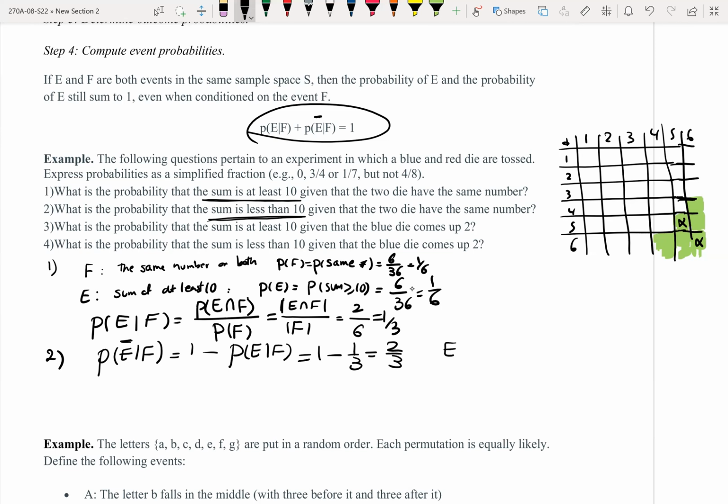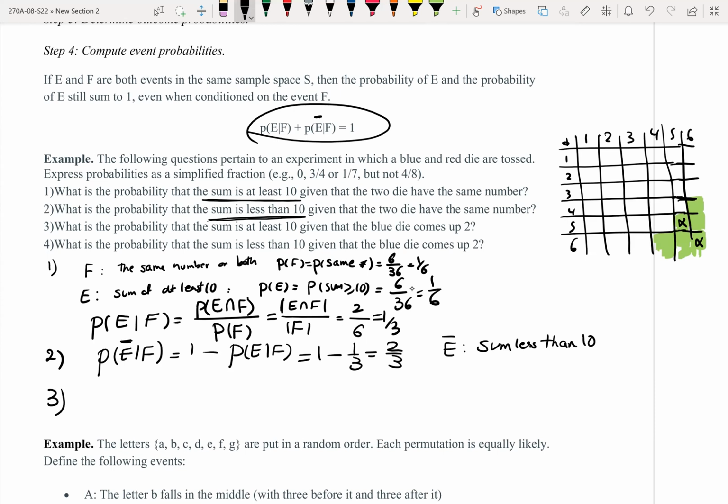I'm going to write over here. I should write first. At least, sorry. Some less than 10. Some less than 10, okay? Make sense? I give it this one.